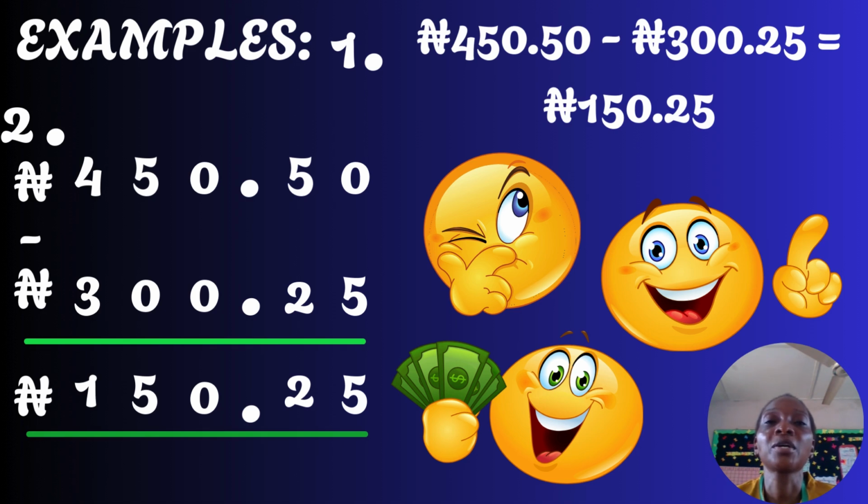Don't forget to bring down your decimal point. 0 minus 0 will give you 0. 5 minus 0 will give you 5. And 4 minus 3 will give you 1. So our answer is 150 naira 25 kobo.